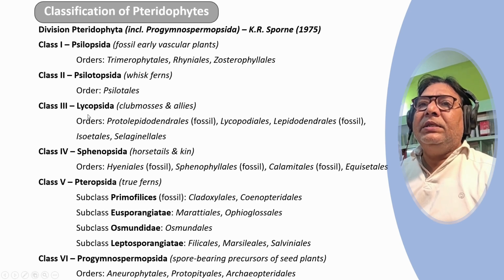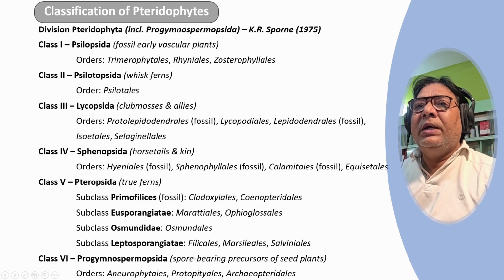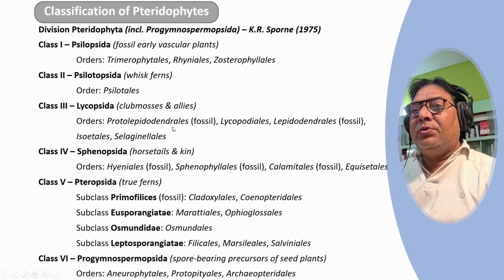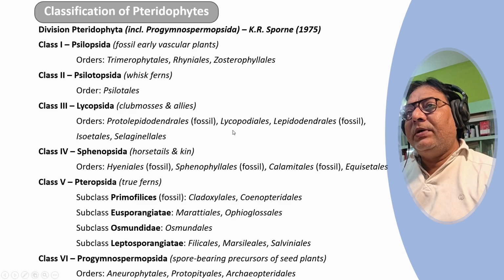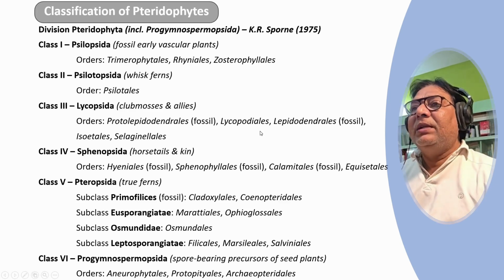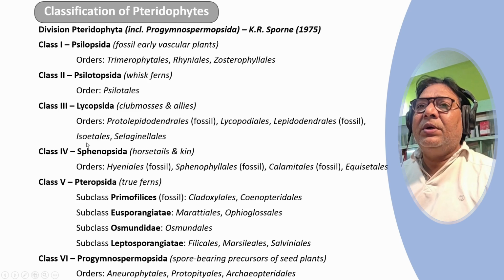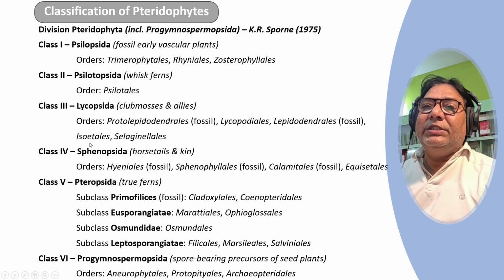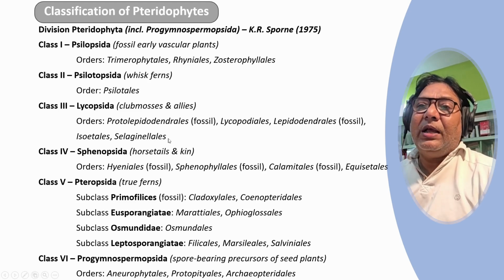Class 3 is Lycopsida, the most popular one that you know. Lycopodium and Selaginella belong to this particular class. There are the following orders: Protolepidodendrales, which is absolutely fossil. Lepidodendrales is also fossil. Lycopodiales is extant, living, as well as some fossil. Isoetales, which includes Isoetes, which is living. Selaginellales, which includes Selaginella, is living.